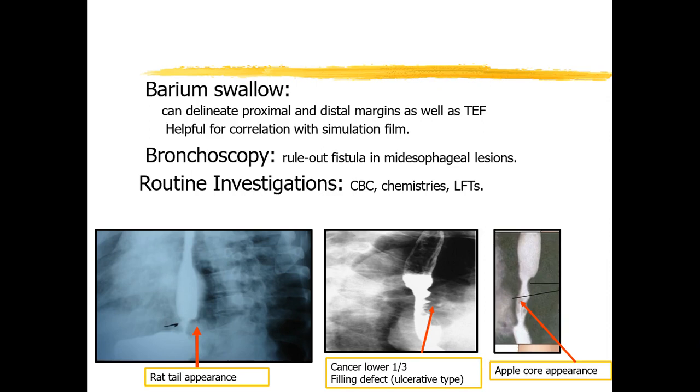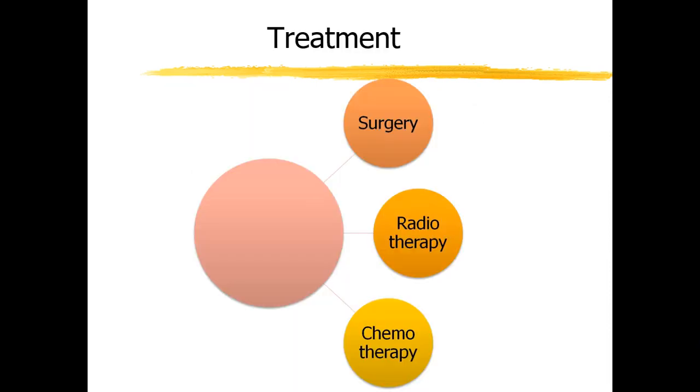Now if somebody is going for endoscopy and that endoscopist has the barium swallow picture in front, he or she can have a roadmap before doing the endoscopy, so that he or she will be careful to prevent perforation. Bronchoscopy is done to rule out fistula formation, and then routine investigations you have to perform in every case.